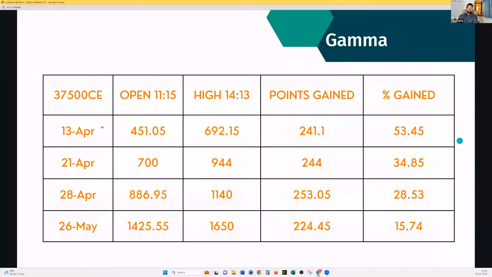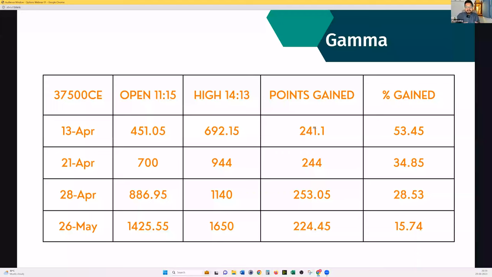Superb. Now we can see here, 241 points of gain is there. Here we have 250 points of gain. But on the percentage calculation, it has moved 53% from 451. It has gained 53%, whereas in the 700 premium, it has gained 300, which is 34%, and then 28% and 15%. It's not about the points gained, it's all about the percentage it has gained.